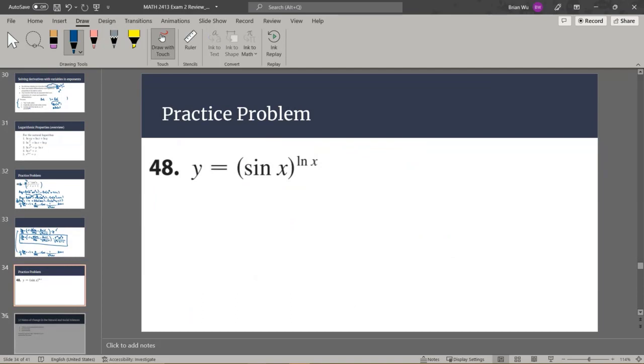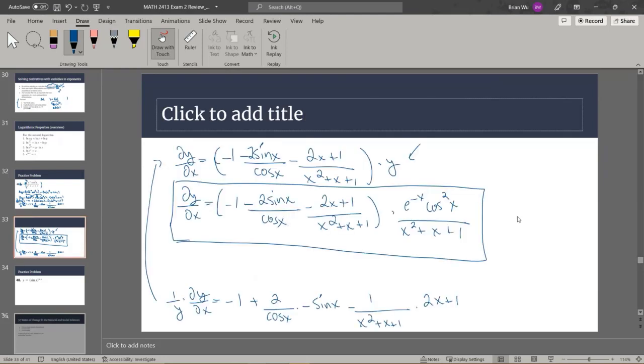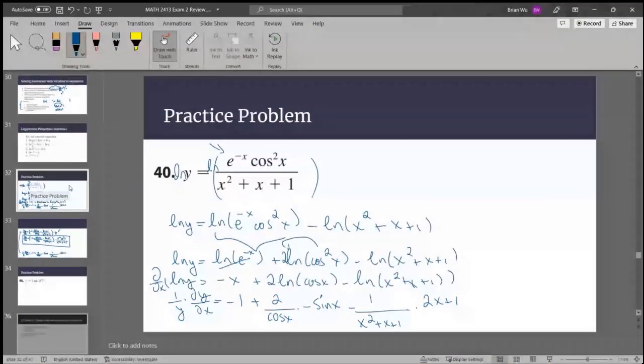Wait, yeah. Wait, can you go back? Any questions? No, like back. Keep going. Can you explain how you did ln of e to the power negative x? How did you just get negative x?